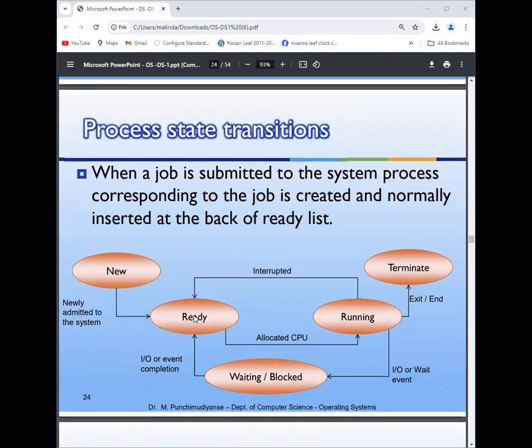This is the diagram that is mostly asked in the examination. We call it process state transitions. There are keywords associated with it, so you need to know this. We will start from the beginning. First one is the new state. New means a brand new process is created. It is newly admitted to the system and will be there in the ready queue, right?